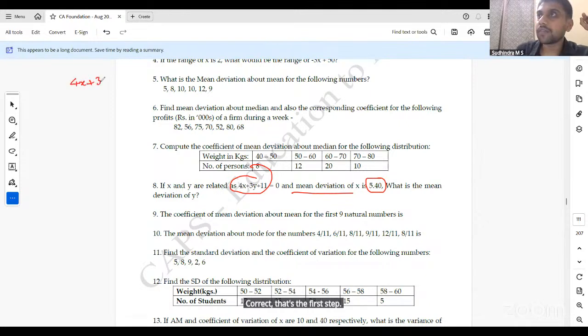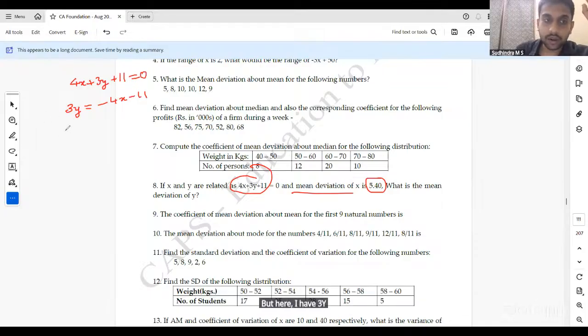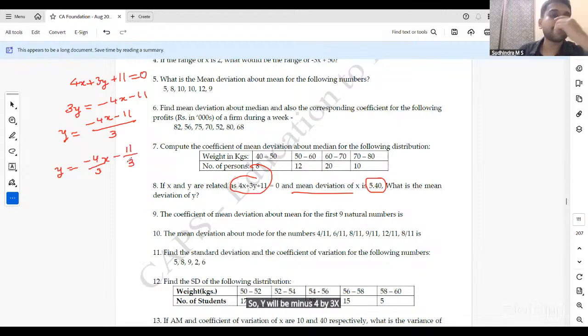4x plus 3y plus 11 is equal to 0. Express it in the normal form. How do we express it in the normal form? 3y is equal to minus 4x minus 11. I have to bring it in the form y is equal to a plus b into x. But here I have 3y. I want y. So send 3 also. Y equals minus 4x minus 11 divided by 3. So y will be minus 4 by 3 x minus 11 by 3.